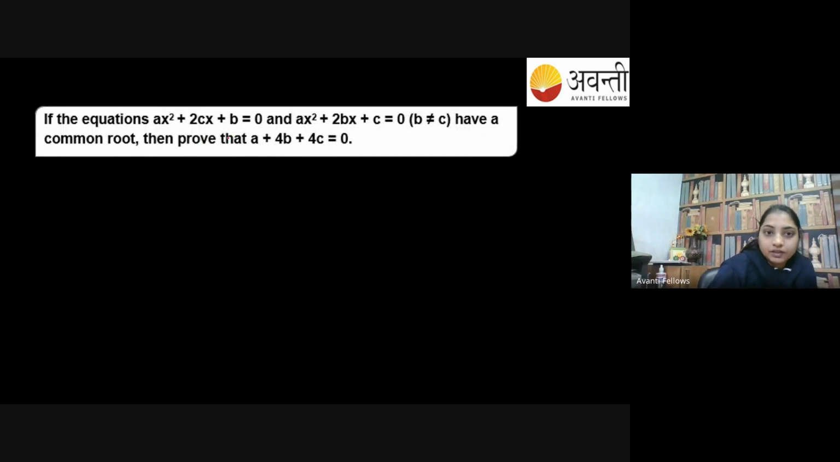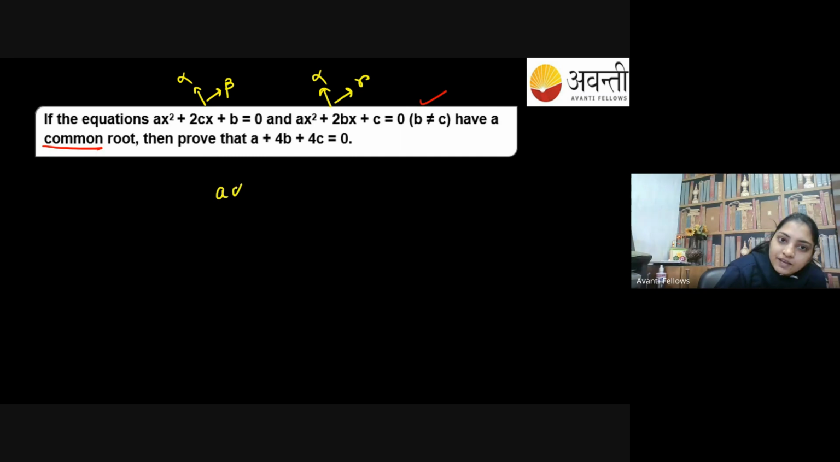Now another question. You have two equations in which b is not equal to c and they have a common root. One common root is there, right? Yes, ma'am. Now it's quite tedious if I just apply that shortcut method. So I will say that if the roots of the first equation are alpha and beta, then the common root must be alpha, and the other equation has alpha and gamma.